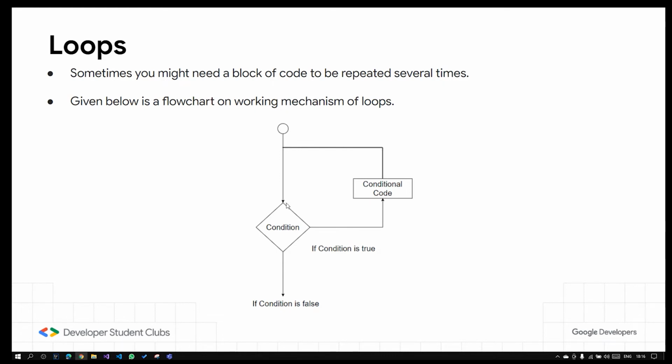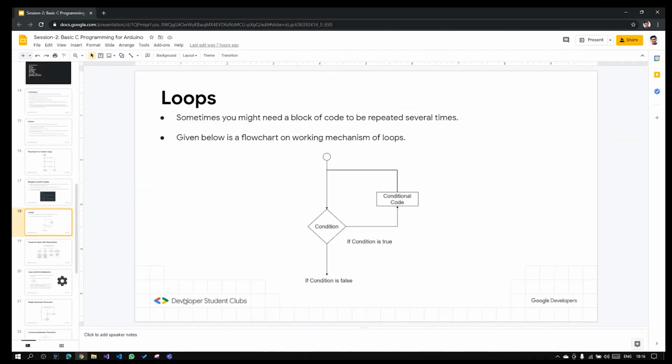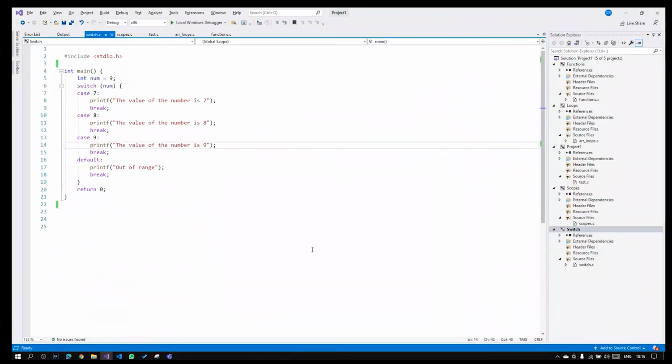It tests a particular condition, and if the condition is true, it goes to the conditional code, and this code is run inside the code block. If the condition is false, it simply exits. We'll also be taking a look at each one of the loops by going to our Visual Studio.